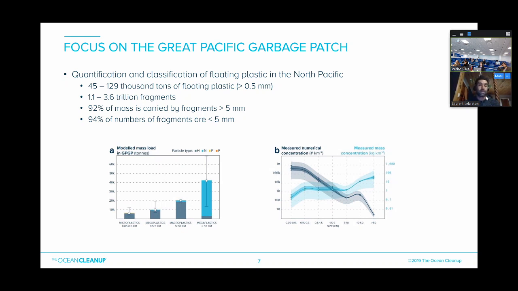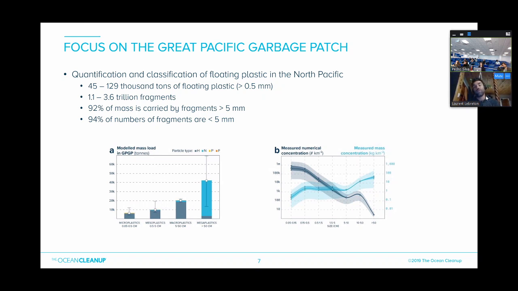We said there was an average of 80,000 tons of floating plastic. Very important, define the size class. We're talking about plastic that is bigger than 0.5 millimeter in size. And all the subjects contain about 1.1 to 3.6 trillion fragments that were basically scattered in an area of 1.6 million square kilometers.